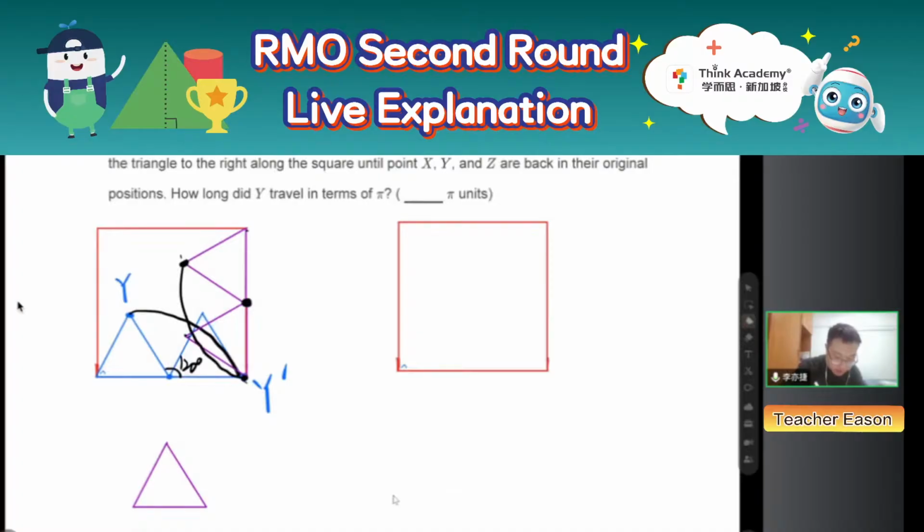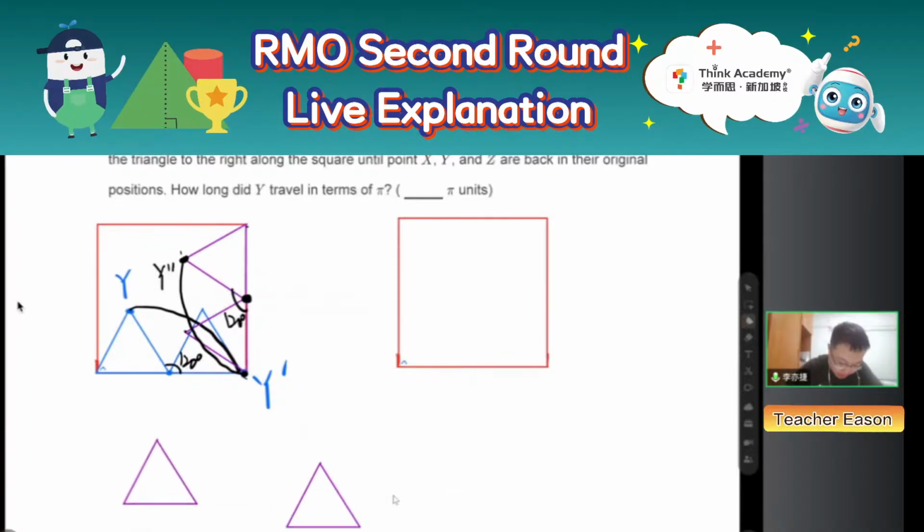Now the second rotation, y prime prime, is another 120 degrees, right? But here's something important. Now when y prime is here, the next movement is to make this triangle close to the top. And this one also causes the y to rotate.